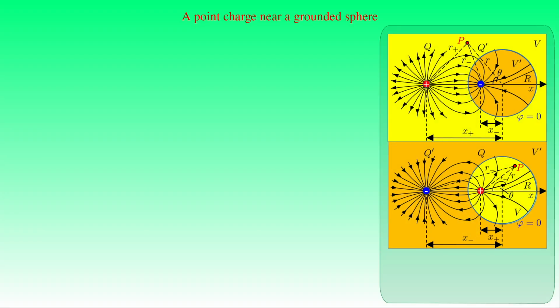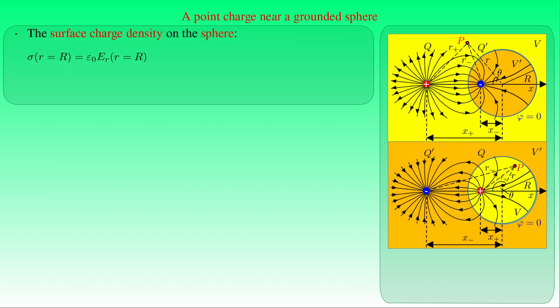As we have already seen, the surface charge density over an equipotential surface is given by the vacuum permittivity times the normal component of the electric field at the surface. Now we use this relationship to determine the surface charge density and the total induced charge over the grounded sphere near the point charge. The surface charge density sigma is evaluated over the equipotential surface given by the radial coordinate r equals the radius capital R of the sphere, and the normal component of the electric field E is equal to its radial component at the surface of the sphere.